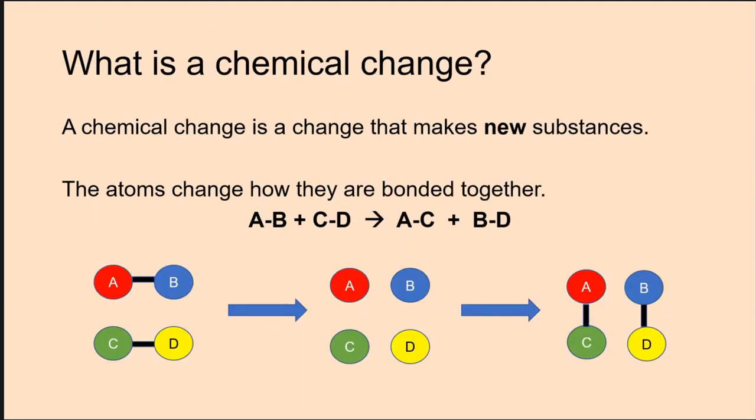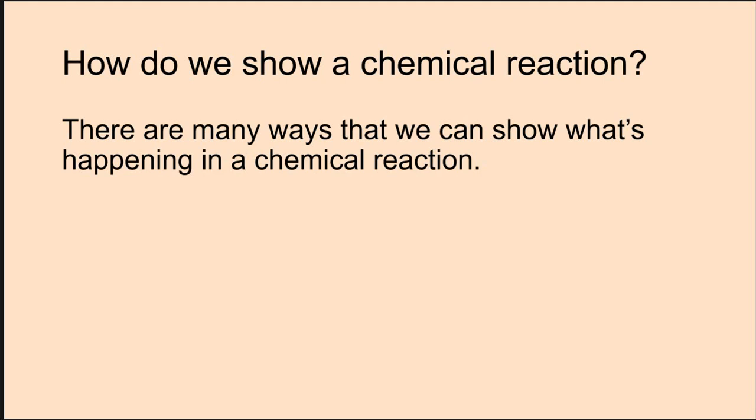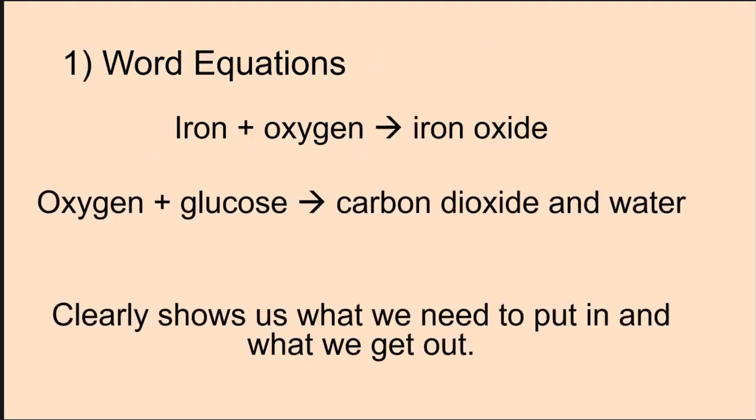First of all, quick recap of what a chemical change is. A couple of lessons ago we learnt that a chemical change is one that makes new substances, and the atoms change how they're bonded together, and that is shown in this diagram below and in this chemical equation. But how do we show a chemical reaction? There are several ways in which we can do this.